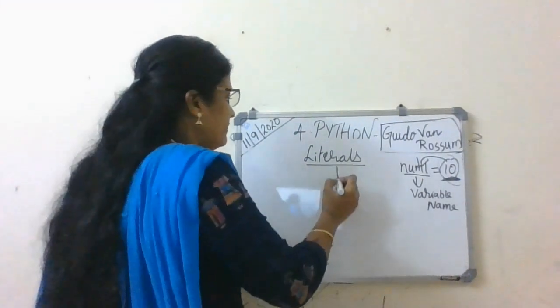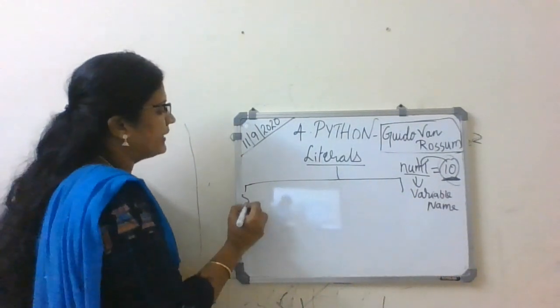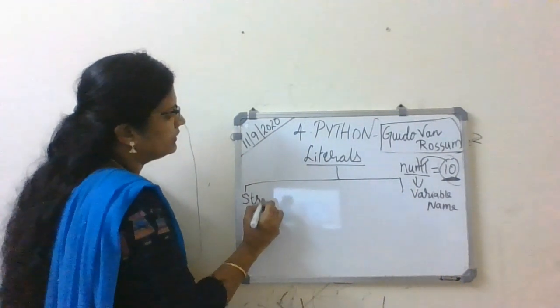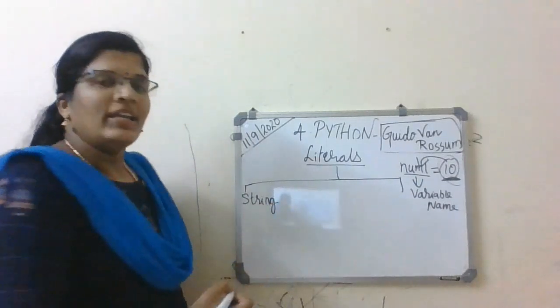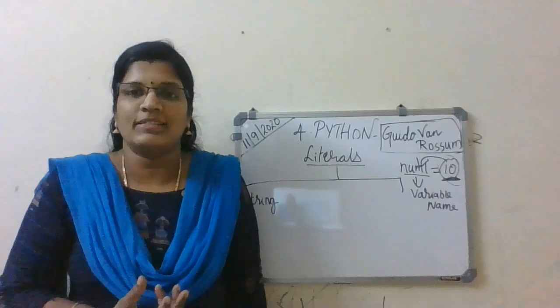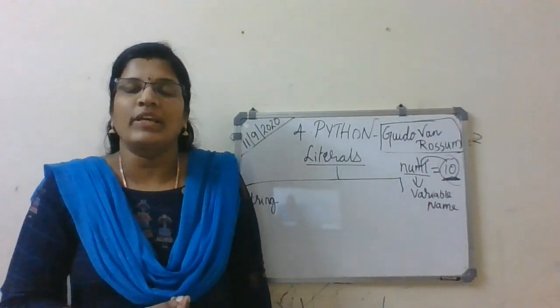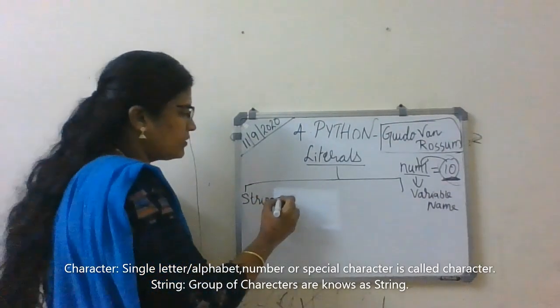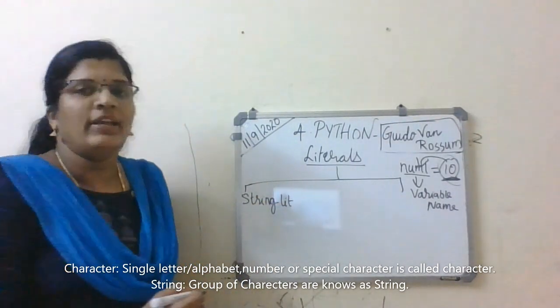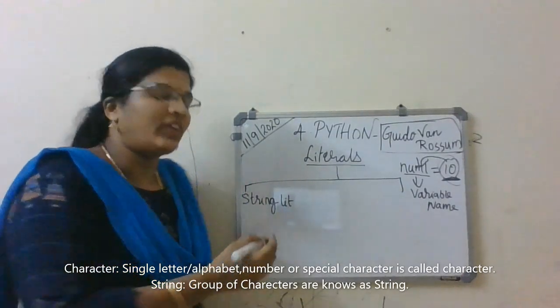And these literals are of many types. Let's see what they are. First one is a string literal. As I said, string means a group of characters. What is meant by string? A group of characters is called a string. So string literal, I am writing LIT only because I don't have space. String literals means a group of characters.